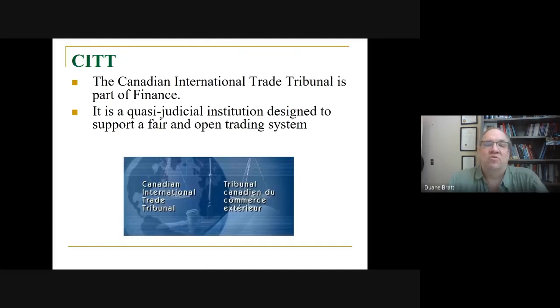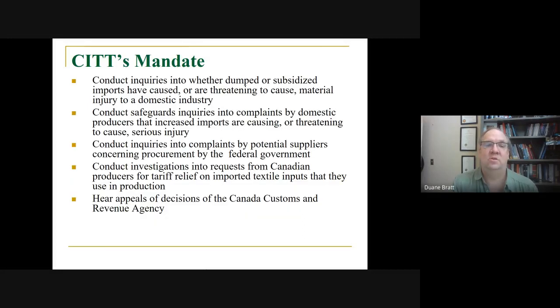The Canadian International Trade Tribunal is part of the Department of Finance, and it does the judicial interpretation of the rules for both companies operating in Canada from abroad or Canadian companies. This is an example of its mandate, as well as hearing appeals of decisions from the Canadian Customs and Revenue Agency.